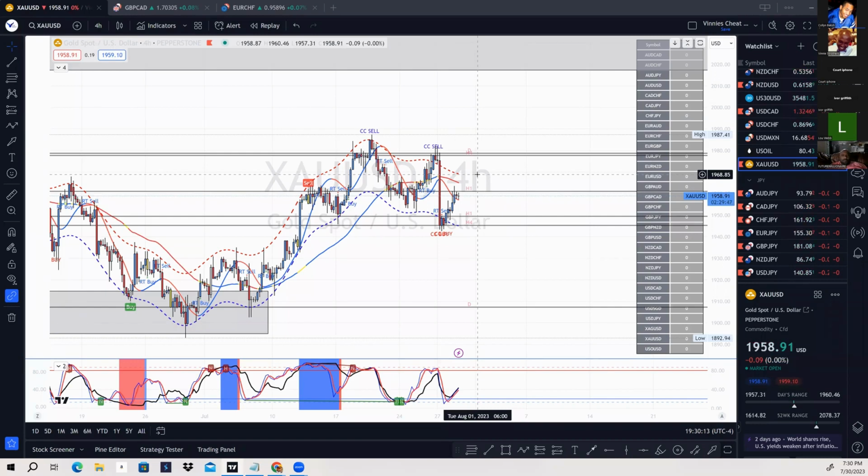So we're going to simply sit on our hands and wait for the 4-hour time frame to tell us to sell, and then we can sell gold to go in the direction of the higher time frame. Until then, we can just be patient and wait.